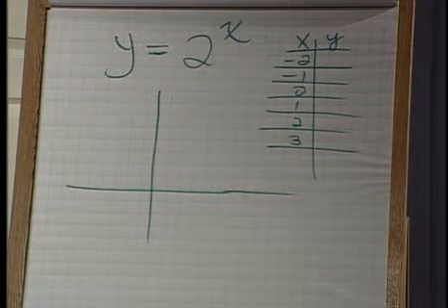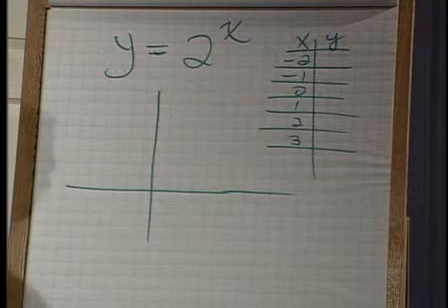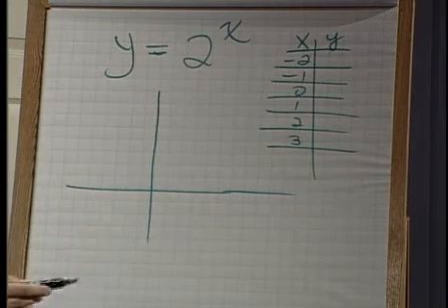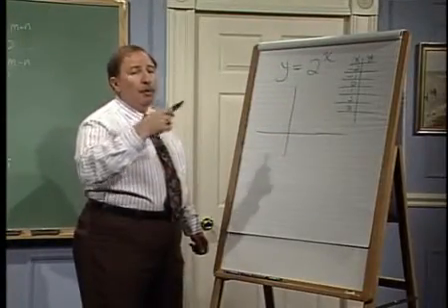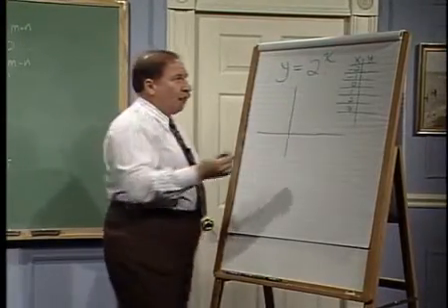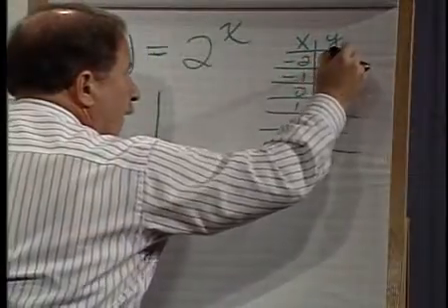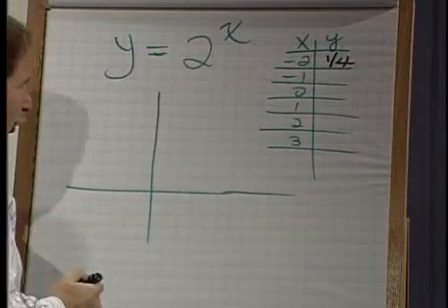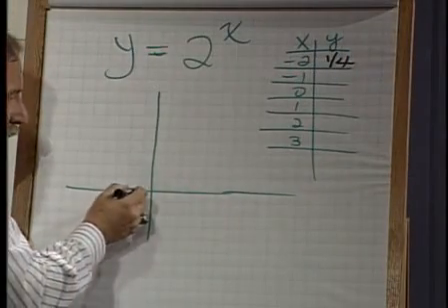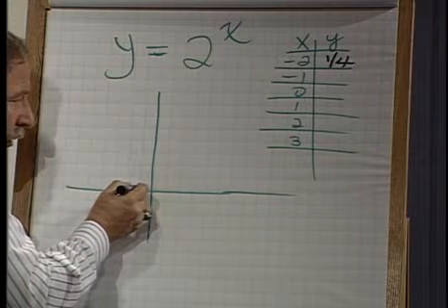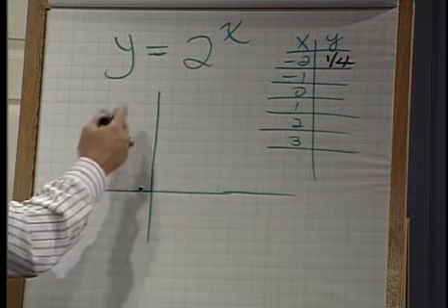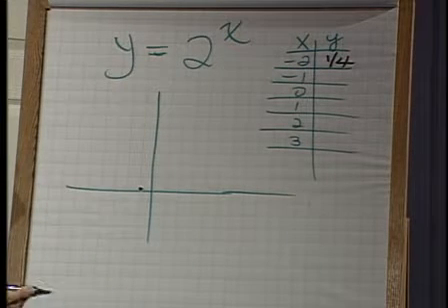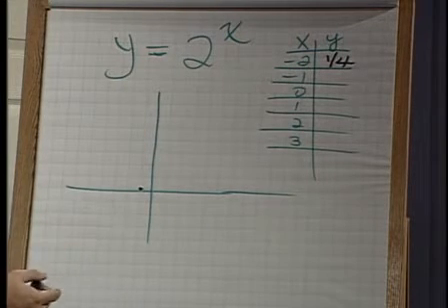Now, what happens when x is negative 2? What is 2 to the negative 2? Remember, the negative power means the reciprocal, so 2 to the negative 2 would be 1 over 2 to the second, or 1/4. Put that in here. And plot the point. When x is negative 2, y is 1/4, right here. Notice we cannot raise 2 to a power and get a negative number. It's impossible.